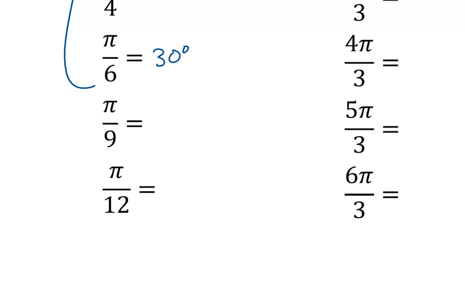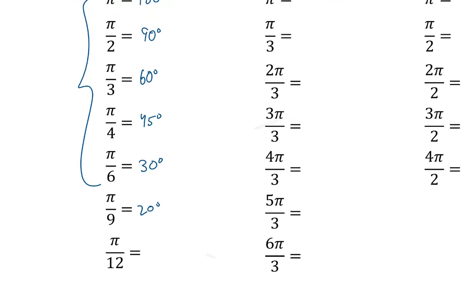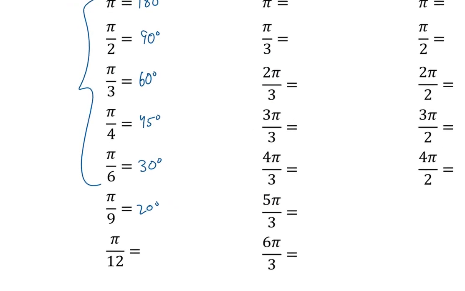Pi by 9 is, who's got it? Yep. 20. So you could do what? Pi by 3 divided by 3, or pi divided by 9 is 20, right? Those are all easy to do. Pi by 12?